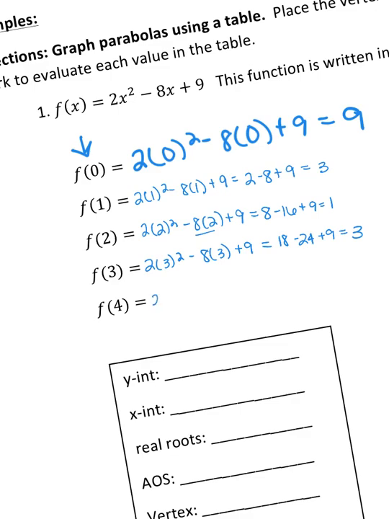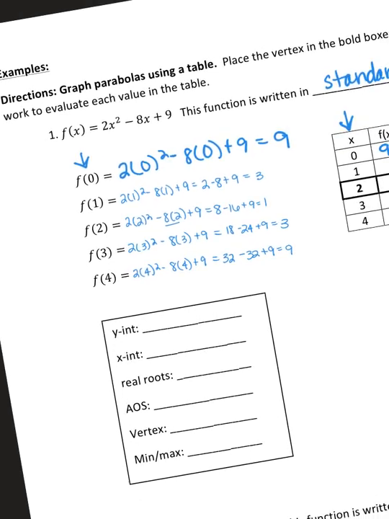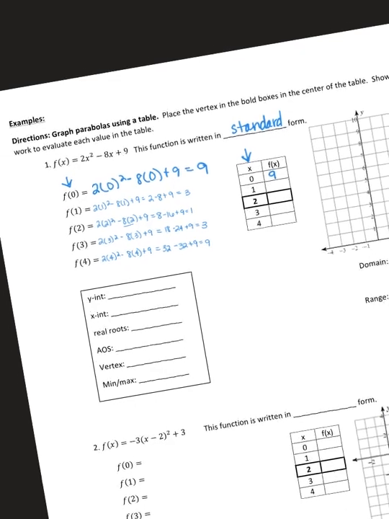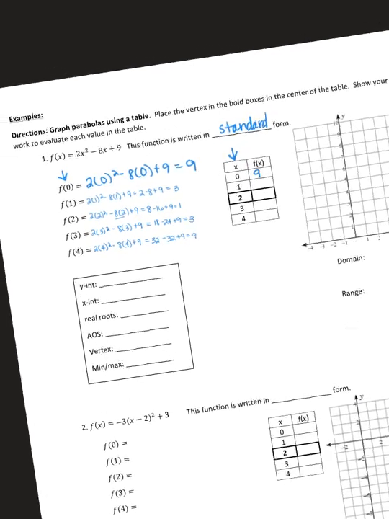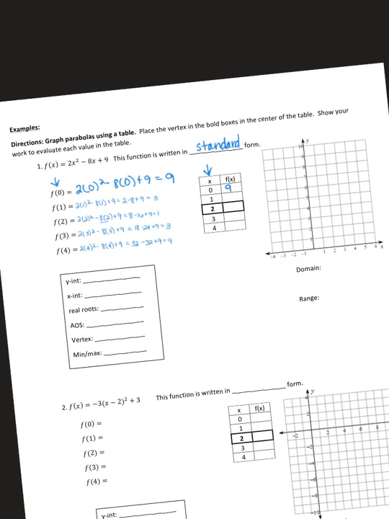And f of 4 is 2 times 4 squared minus 8 times 4 plus 9. 4 squared is 16 times 2 is 32 minus 8 times 4 is 32 plus 9. And 32 minus 32 is 0, plus 9 is a positive 9. Okay, so we're going to go ahead and fill out the table with the rest of those values. So we've got 9, 3, 1, 3, 9.